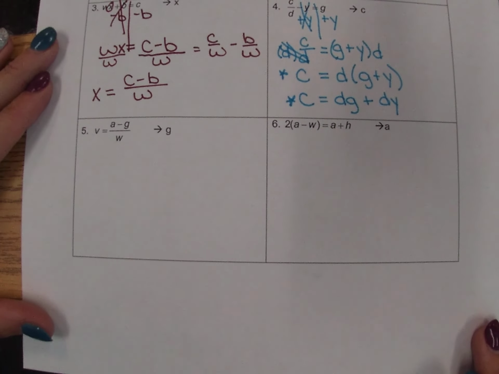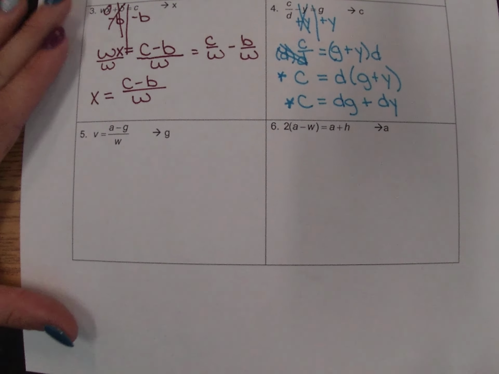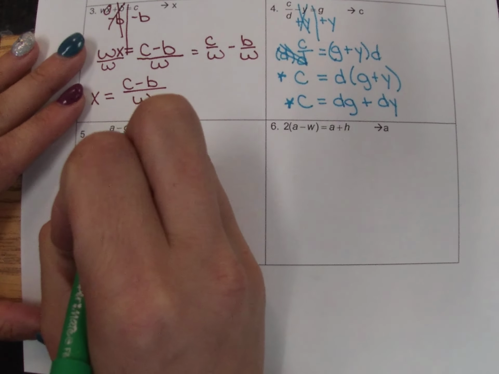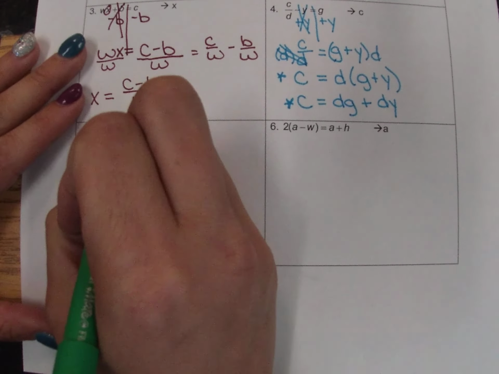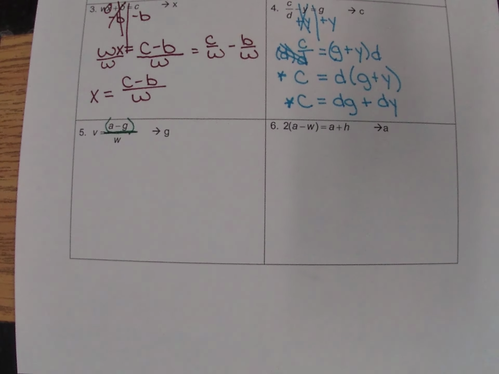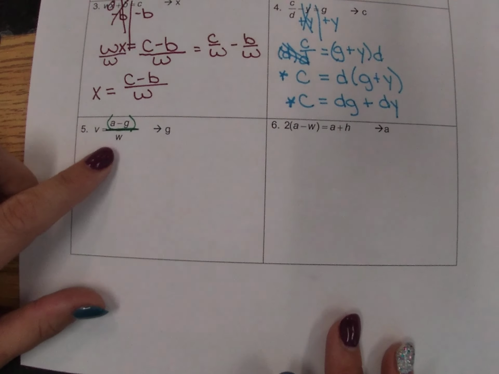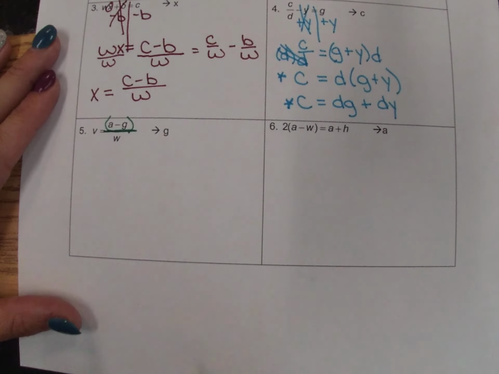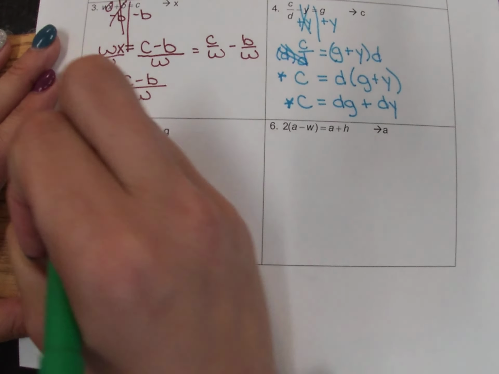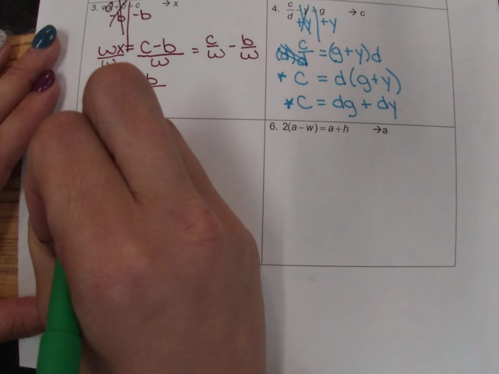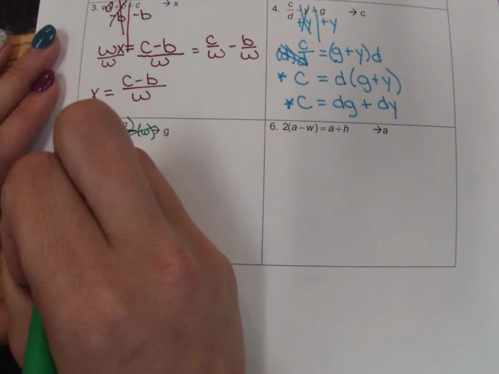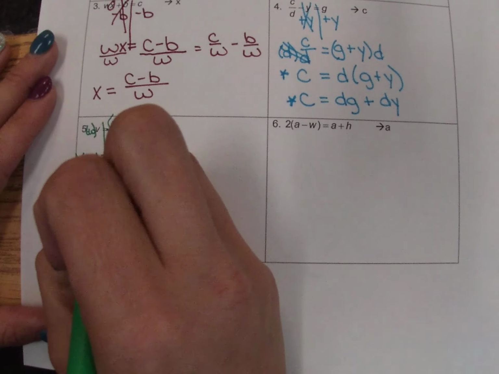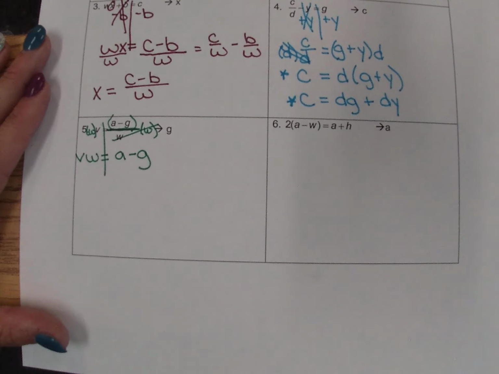Number 5, we want to solve for g. So if we are solving for g, we need to remember that rule that we learned, again, weeks and weeks and weeks ago, when this large or long fraction bar is happening, that the numerator, the items in the top of the fraction, are grouped together, which means we need to move the denominator first. So we will undo dividing by w by multiplying by w. Our w's will cancel. So on the left-hand side, we will have VW, and on the right-hand side, we will have A minus G.